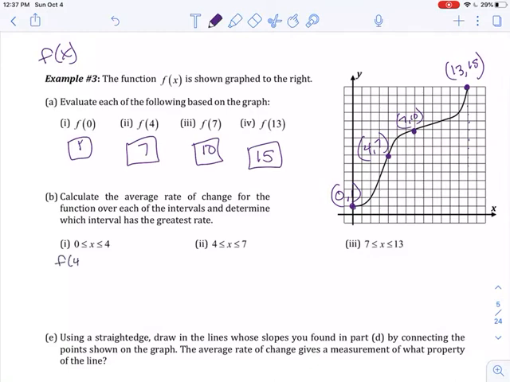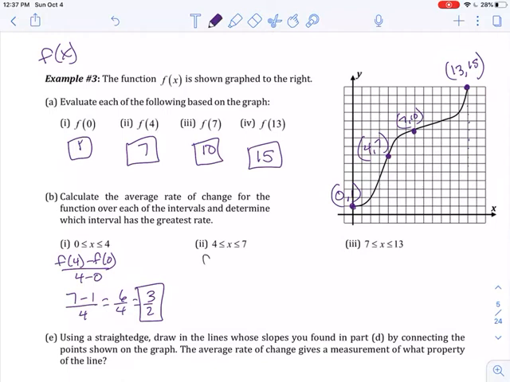So the average rate of change when x is between 0 and 4 is going to be f of 4 minus f of 0 over 4 minus 0. Well, we know f of 4 is 7, f of 0 is 1, and 4 minus 0 is just 4. So this is 6/4, which is just 3/2.